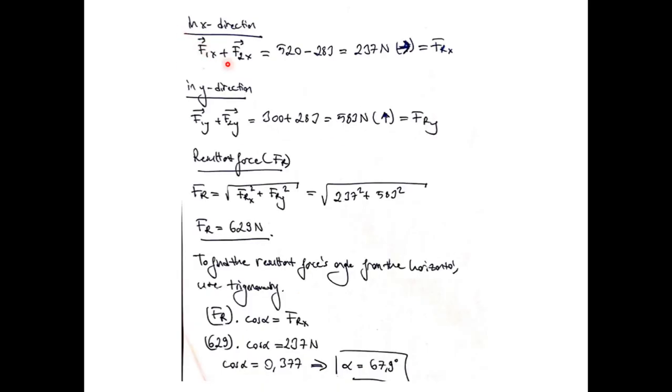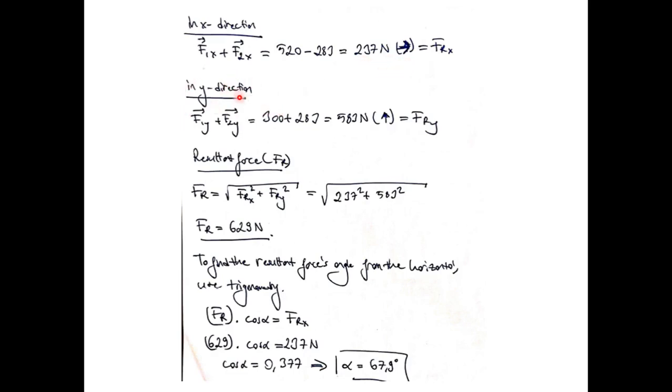In the X direction, as we can recall, the forces were acting in opposite directions, so we need to subtract them from each other. F1x was 520 newtons acting to the right, while F2x was acting to the left, so we put a minus sign in here. The resultant force in the X direction is 237 newtons.